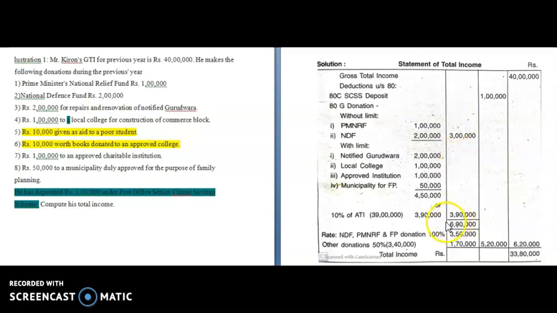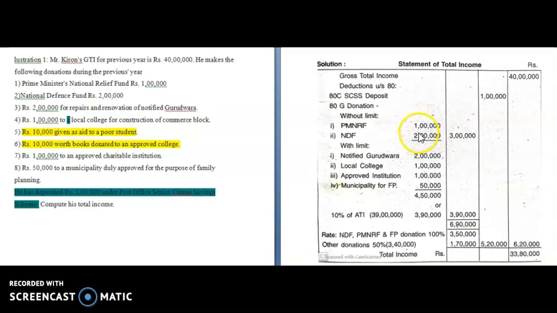So I have considered the total. Total donations are 6,90,000. The eligible donation is 6,90,000. But if the donation is 6,90,000, we cannot consider the whole 6,90,000. So that's why what we are doing is, there is a limit, 50% deduction, 100% deduction limit. So in 6,90,000, 3 deductions are eligible for 100% deduction.